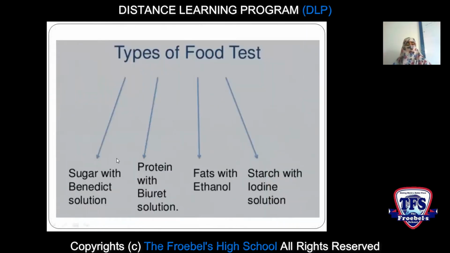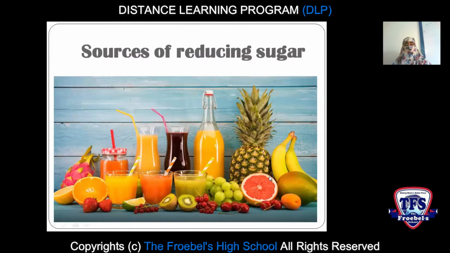There are 4 food tests in your syllabus. Test for reducing sugar with the help of Benedict's solution, test for protein with the help of Biuret solution, test for fat with the help of ethanol, test for starch with the help of iodine solution. Let's start with the first test, the test for reducing sugar.